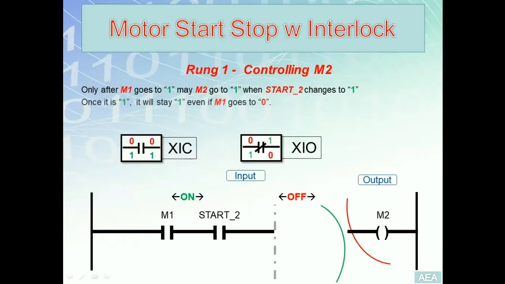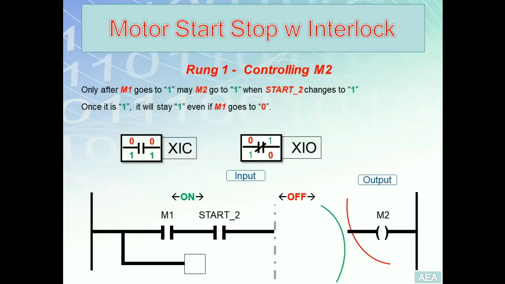The second requirement is the latching. It says once M2 changes to 1, it will stay running even if M1 goes to 0. That's the latching, and we need to create a path that's going to bypass both M1 and start 2. Even though in the requirement it does not mention start 2, we know since start 2 is a momentary switch, we need to bypass it, because eventually once you press it you will let go, so the bypass instruction has to bypass it as well. The latching is always an XIC instruction that refers to an output. M2 is our output in this rung, so the latching needs to be M2 as well.